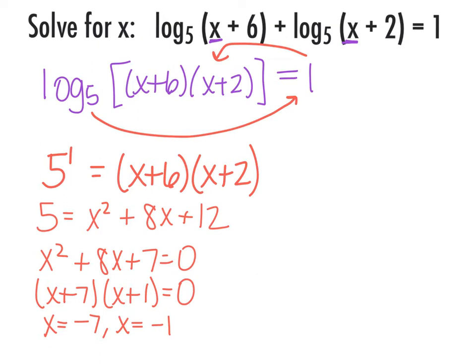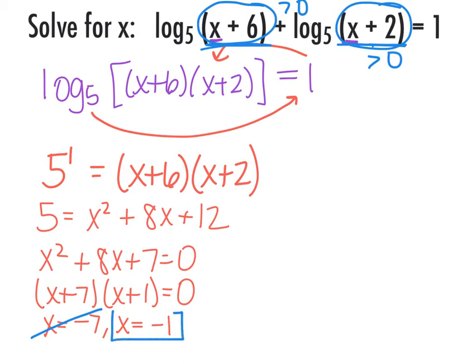Now, just like in the last problem, I have to check whether or not negative 7 and negative 1 will work. I can do that algebraically, plugging them back into these two things, knowing that this whole thing and this whole thing have to be greater than 0. When I plug in negative 7 here and here, that doesn't work. But when I plug in negative 1 to both of these, it checks out.